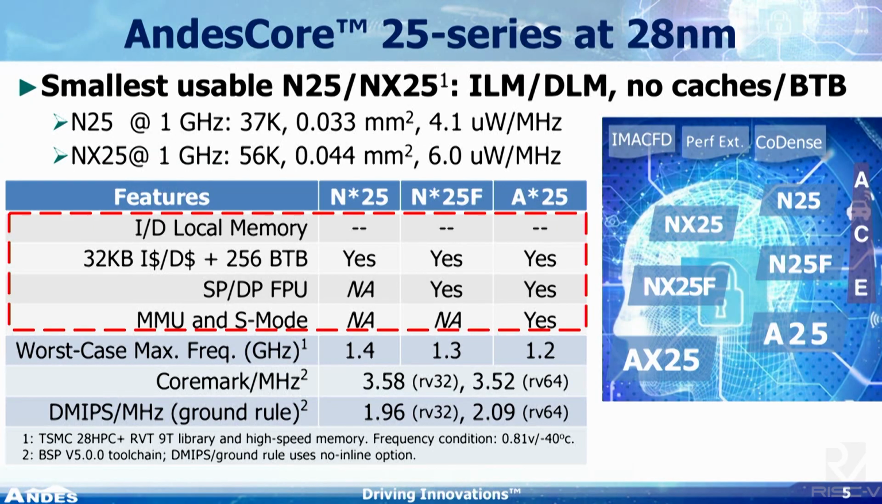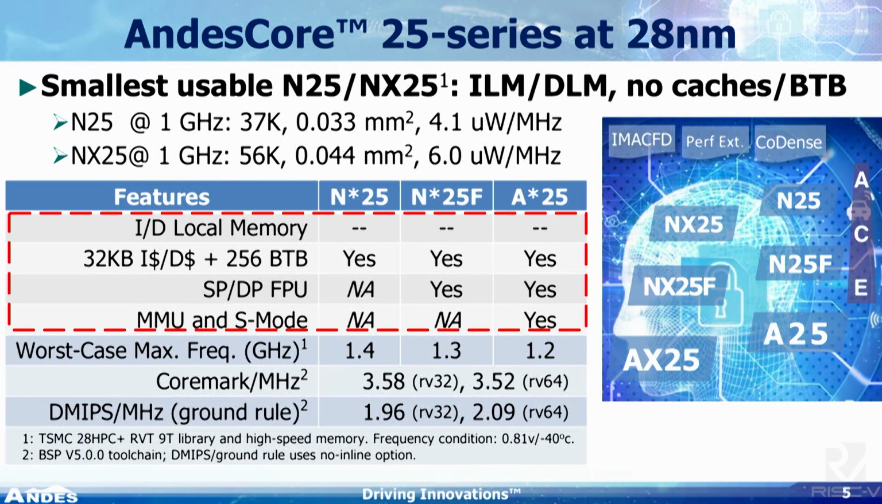AndeStar has the 25 series processors, which were announced in the past several months. And it's the smallest usable configuration for this N25 and X25, which is a 5-stage pipeline, single issue core, with just local memory or TCM, no cache, no BTB, and running at 1 gigahertz. It can be just as small as 37K gates. That's for 32 bits, and for 64 bits, only 56K gates.